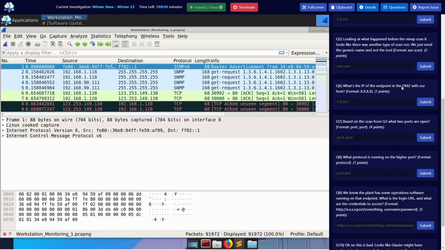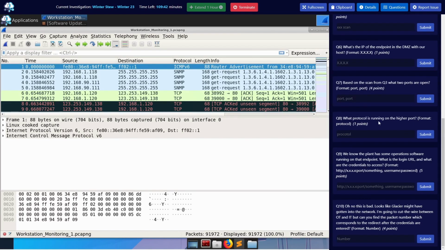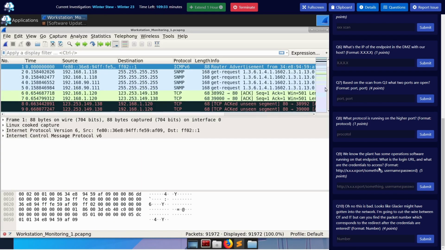What is the IP of the endpoint in the DMZ with our host? Based on the scan from Q3, what two ports are open? What protocol is running on the higher port? We know that the plant has some operation software running on that endpoint. What is the login URL and what are the credentials to access?